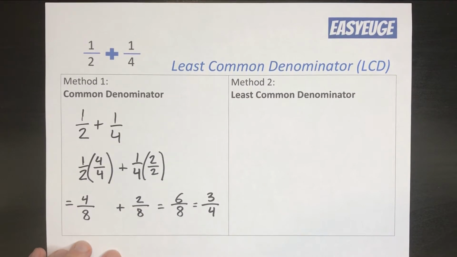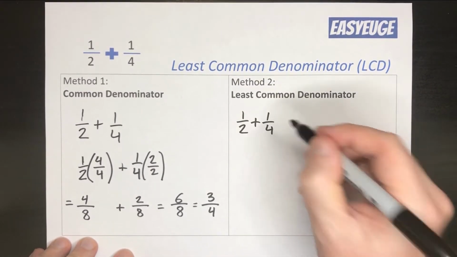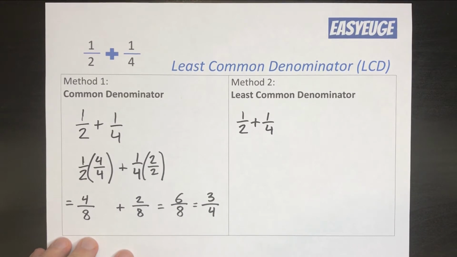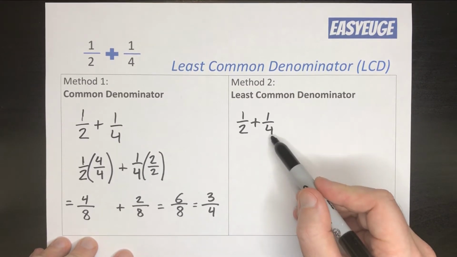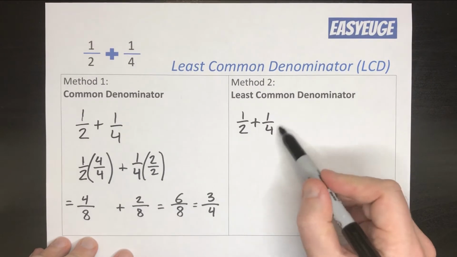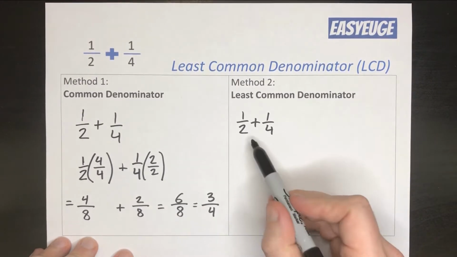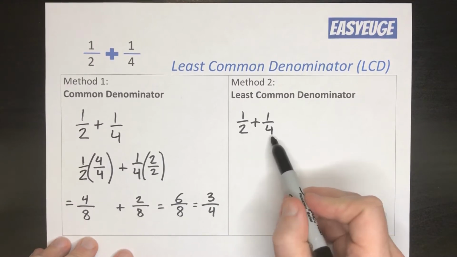Let's look at least common denominator now. So if we write down the question, we're going to look at the fraction in a little bit of a different way. So let's look at it for a moment. We have a half and we have a quarter. Rather than just multiplying all this fraction by 4 and all this fraction by 2, why don't we look to see if we have a similarity between the two?